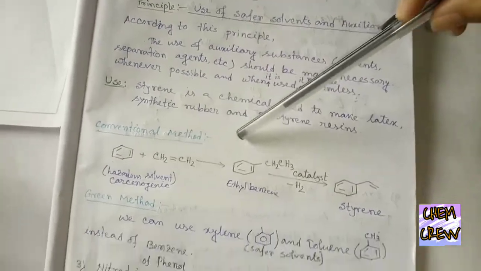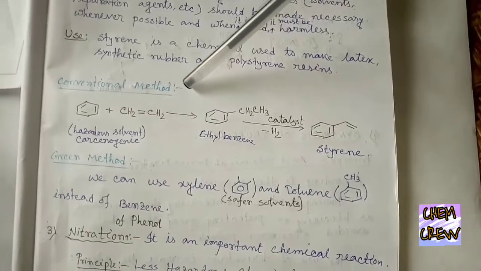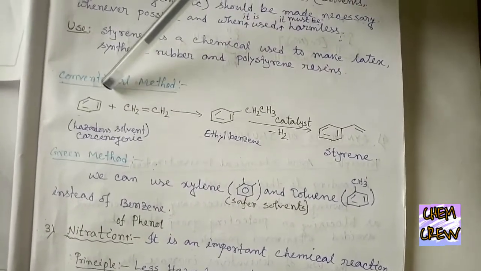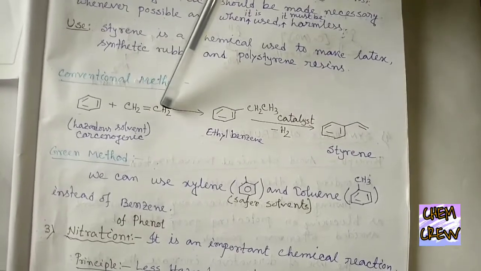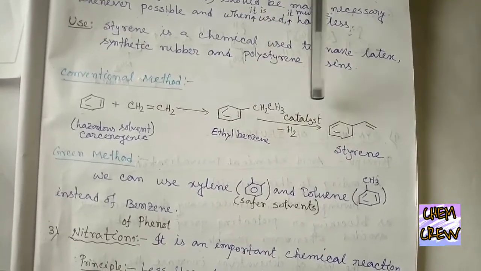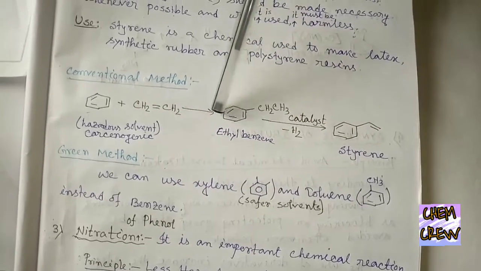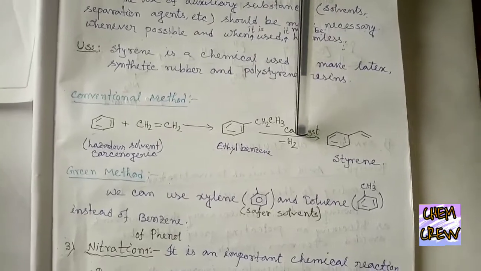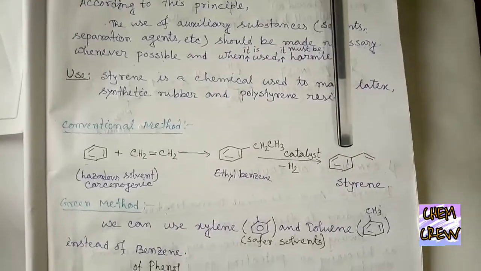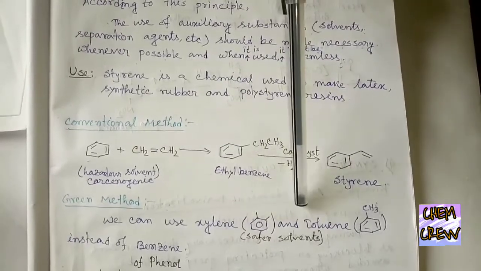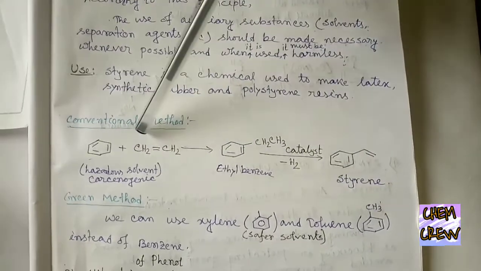Let's see the conventional method for synthesis of styrene. Here we also used benzene as starting material, then it is treated with ethene, and it forms ethyl benzene. Then the ethyl benzene is treated with catalyst, and after dehydrogenation, styrene is produced. In the green method, we can use xylene and toluene in the place of benzene.